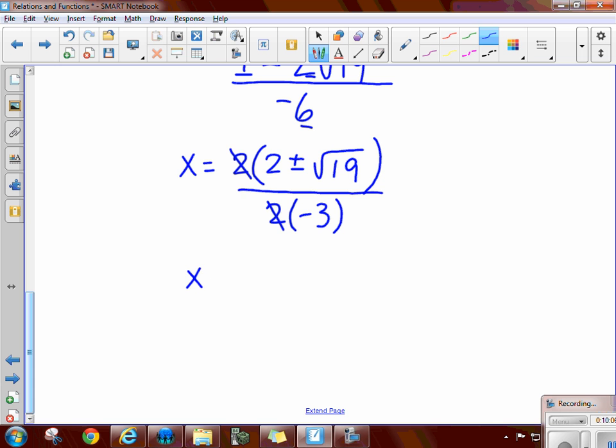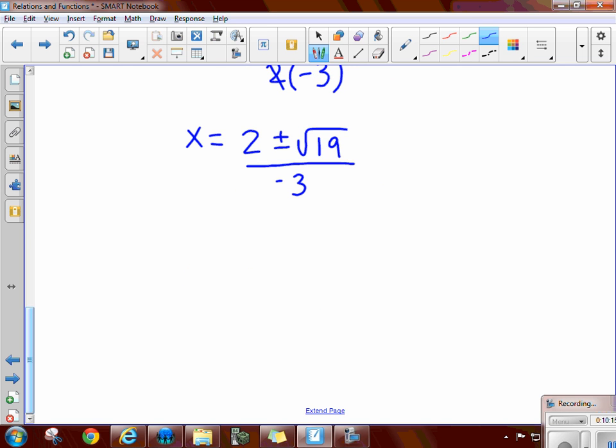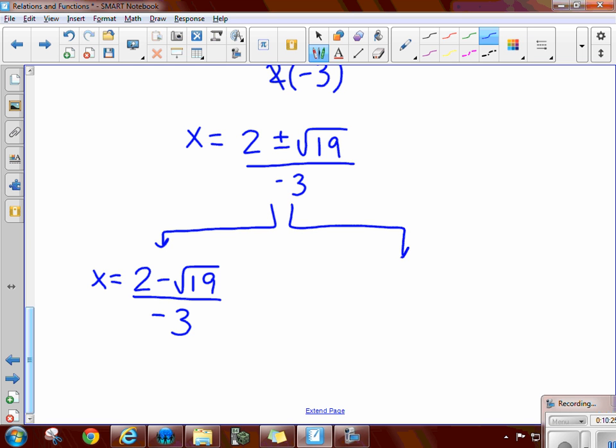So my quadratic formula came up with these roots, 2 plus or minus the square root of 19 over negative 3, which in our last example, we realized these are actually showing me two roots. One where x is 2 minus the root of 19 over negative 3, and one where x is 2 plus the root of 19 all over negative 3. So here are two places where this quadratic is crossing the x-axis.